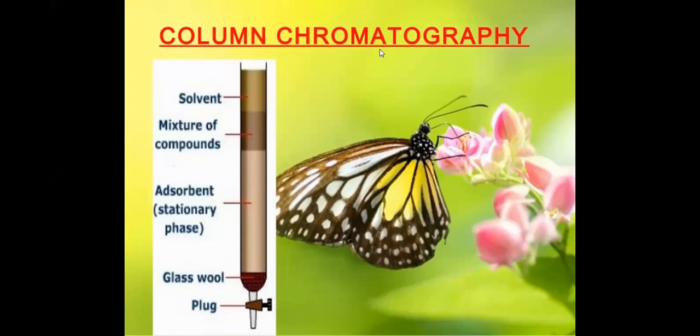So today we are going to discuss one of the most important techniques in chromatography, that is column chromatography. As the word itself indicates, chromatography is the separation of substances, components, with the help of the column. That's why it is known as column chromatography.